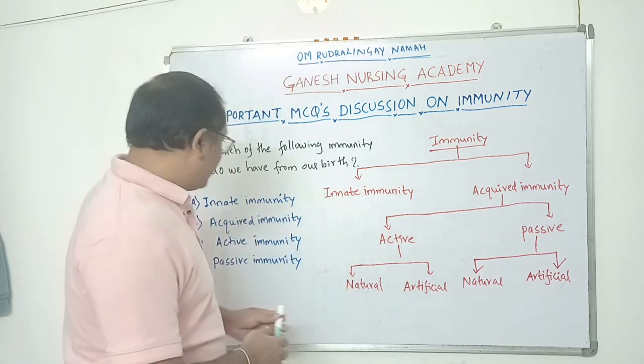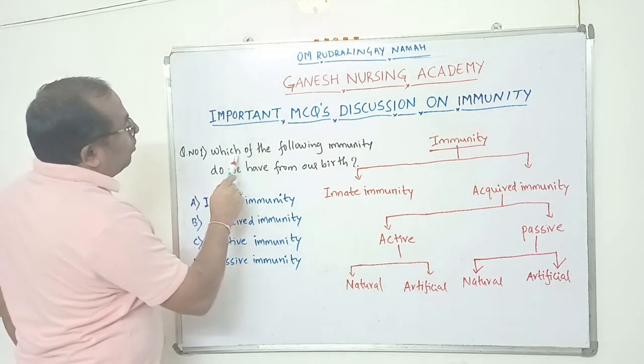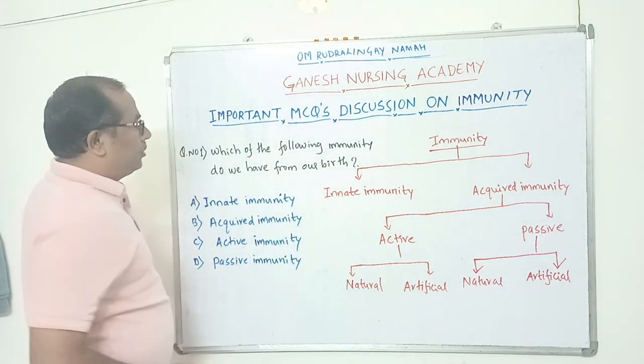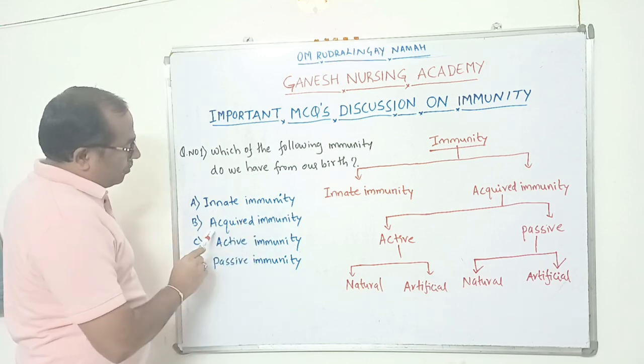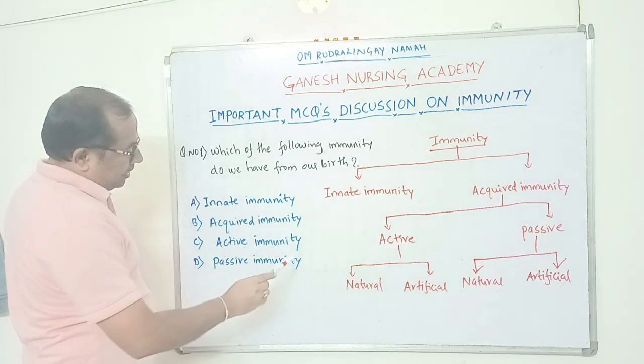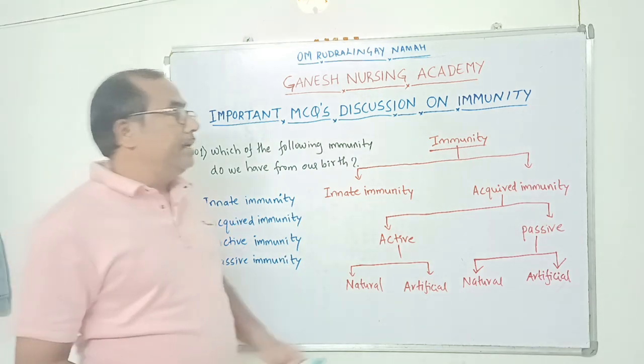First, let us discuss question number 1. Which of the following immunity do we have from our birth? Option A, innate immunity. Option B, acquired immunity. Option C, active immunity. And option D is passive immunity. See here, this immunity.